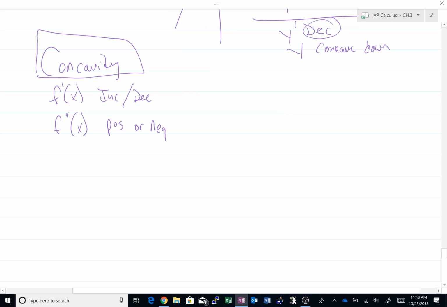So, concavity is where f prime is increasing or decreasing, or f double prime is positive or negative. Now, let's talk about increasing, decreasing. There's one more little rule, and then we can kind of breathe here.